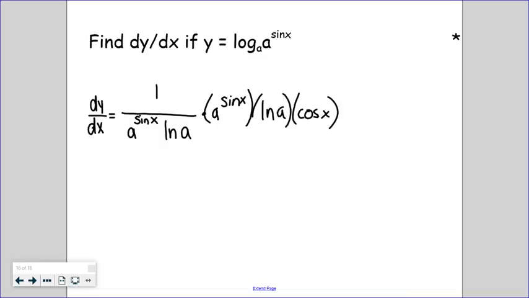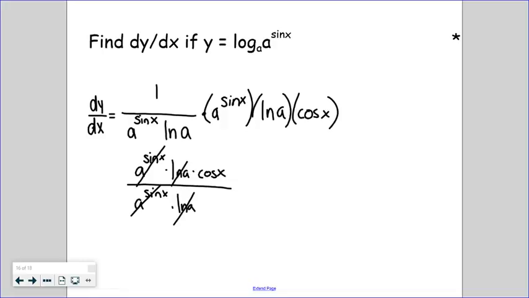Now cleaning this up, this is all in my numerator, so we'd have a to the sine x times natural log of a times cosine of x over a to the sine x times natural log of a. Okay, well, don't those cross off right there? And don't those cross off right there? And I'm left with cosine x. Okay. Questions?